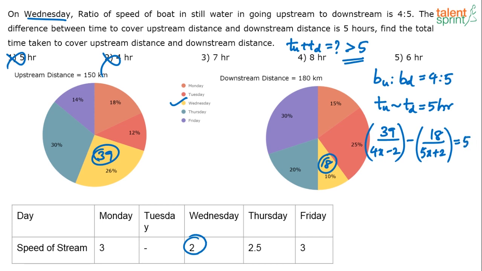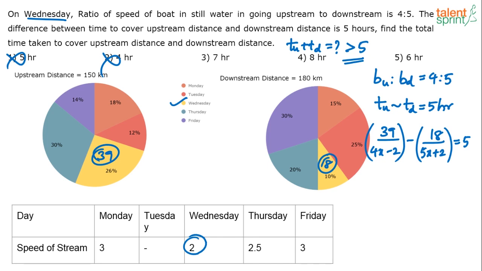Equals 5. What is he asking us to find out? So I think we need to get the value of x. Once you find x, you can substitute and find the sum of the times. So solve for x now. I'm just wondering if it can be made simpler. Find the total time taken to cover the upstream distance and downstream distance.